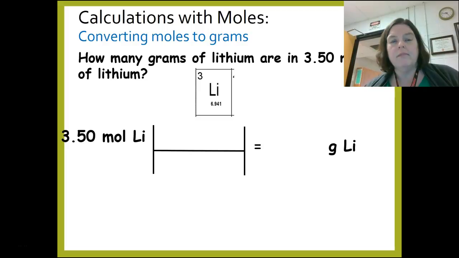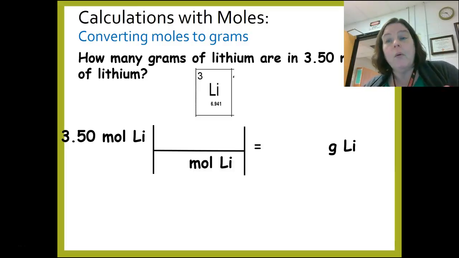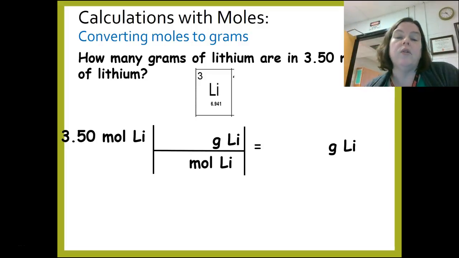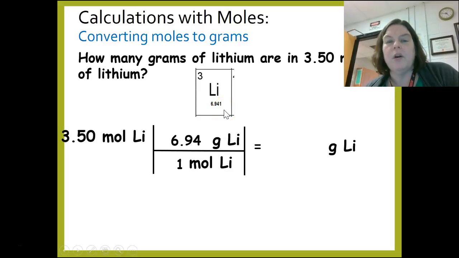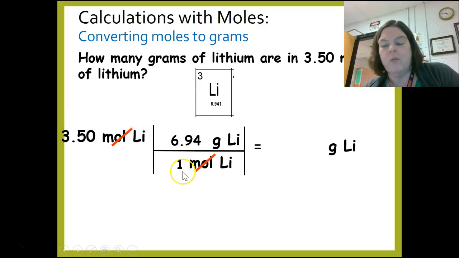So what unit goes on the bottom? Moles of lithium is what we're trying to get rid of, so we're going to put that on the bottom. What are we going to put on the top? What we're trying to find, grams of lithium. Now we have to figure out what goes where. The number that goes with moles is always 1. What are the grams? If we look on the periodic table, this one was an older one, but we're going to use 6.94. That's from our periodic table. So now we have 3.50. By the way, moles cancel out. 3.50 times 6.94 divided by 1, and we get an answer of 24.3 grams.